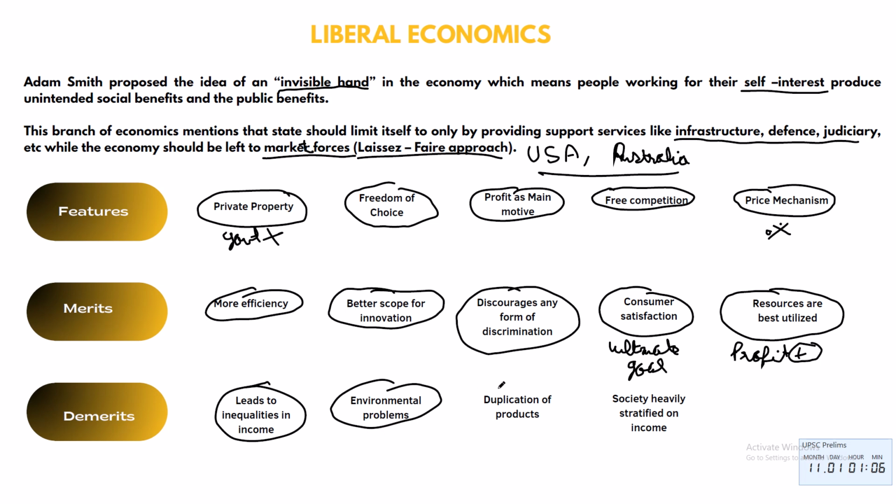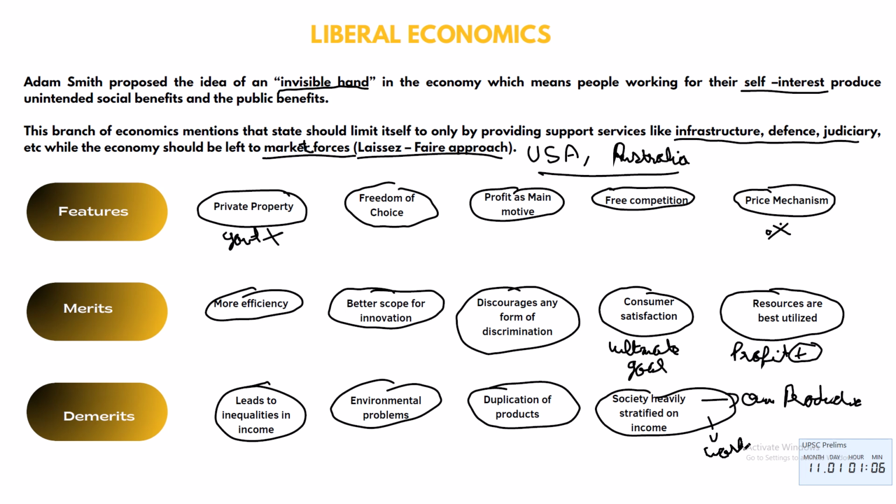Duplication of products might lead to large wastage of resources. The society is heavily stratified on income, as capitalists who own the production and workers who sell their labor to the people who own the production components. So this is liberal economics. Hope you guys are clear of this.